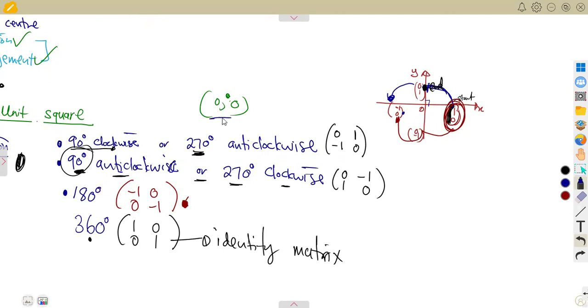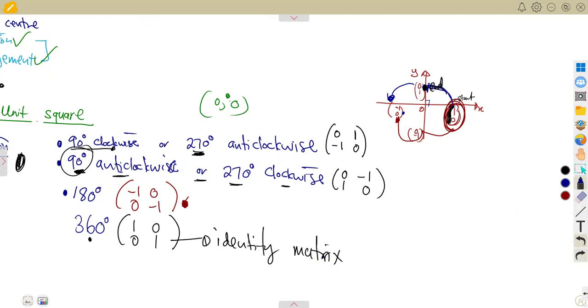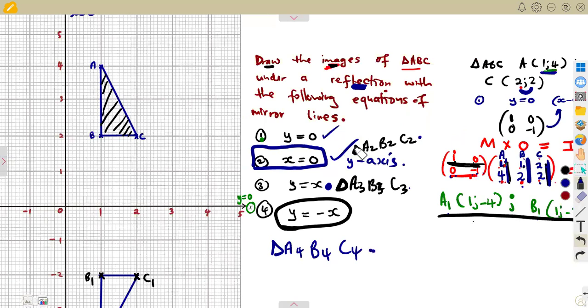As long as the center is 0, 0, you are going to use the same method of application: matrix times object is equal to image, straightforward as it is. So this is what I want you to do, because these matrices are there. You have these matrices, as you can see.